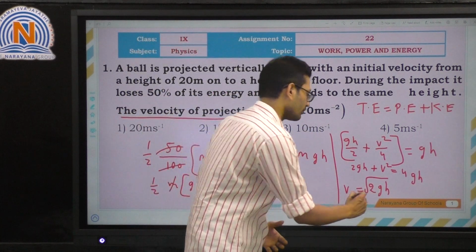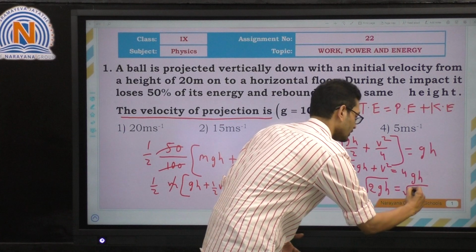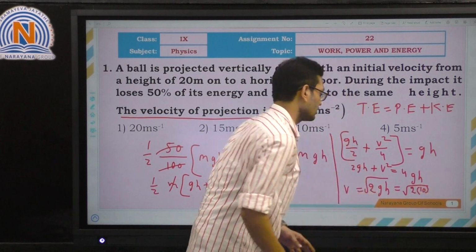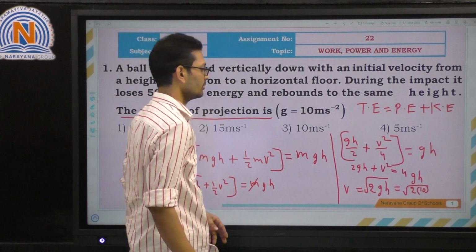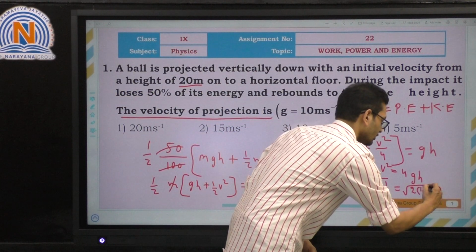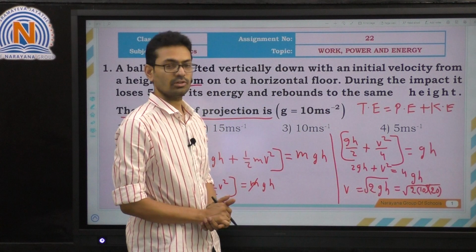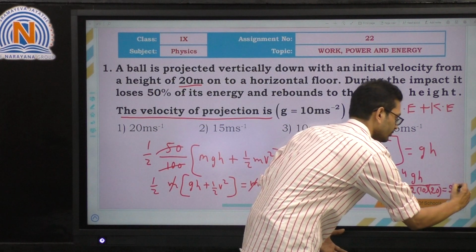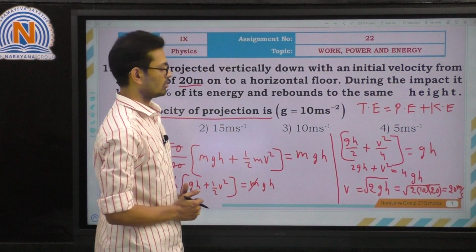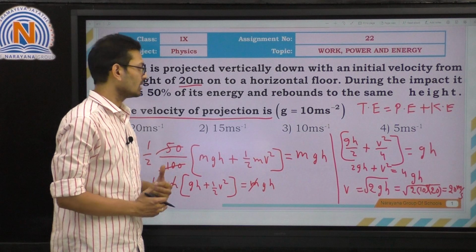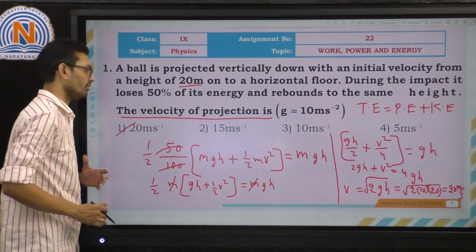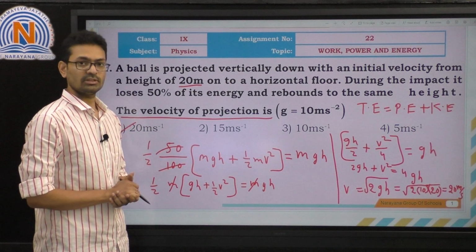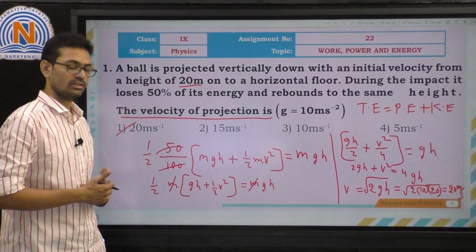Now when you substitute your values, you get root over 2 into, they ask you to take g as 10, height is given as 20 meters, so I substitute 20 over here. If you calculate this, you get root 400, which is nothing but 20 meter per second. So from this we can tell that it is the first option. The velocity of projection is 20 meter per second. Hope this is helpful for you. Let us go with the next question.